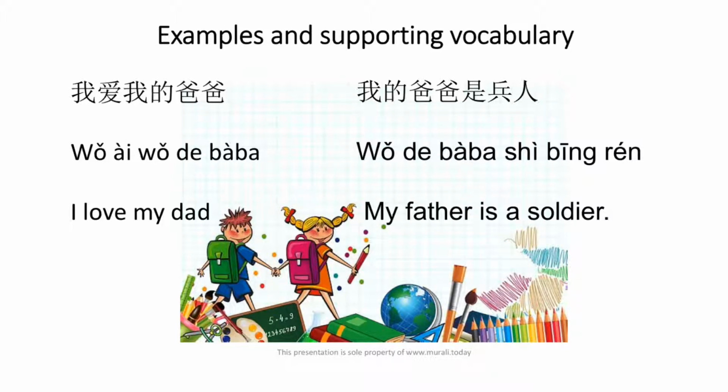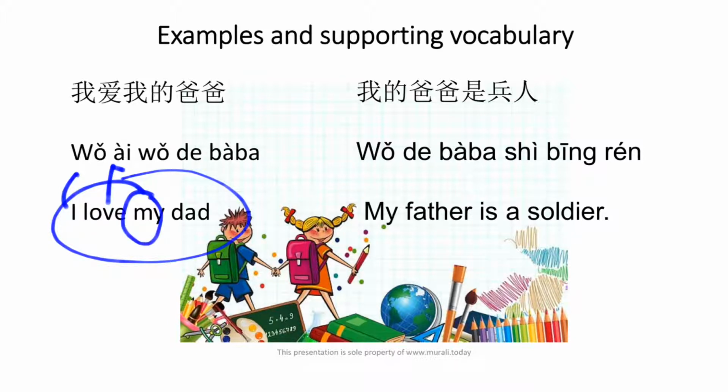For example, if I want to say "I love my dad," okay, I is nothing but wo, love is ai, you already learned in one of my videos before. And my is wo de, and dad is nothing but Baba. Now you are learning this. So basically I'm just using the same words that you already learned before.